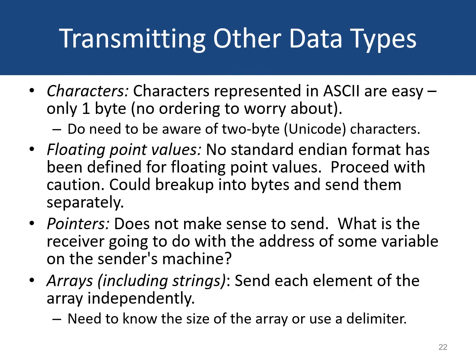Here is a quick summary of how you can transmit some other data types over the network. Now, transmitting 1 byte ASCII characters is straightforward. There is no ordering to worry about because there is only 1 byte to transfer. However, if you want to transfer 2 byte Unicode characters, then ordering could be an issue. No standard endian format has been defined for floating point values, and hence you need to be cautious when you are transferring floating points. One possible way of transmitting floating point values could be to break them up into bytes, for example into a character buffer, and send each of these bytes separately.